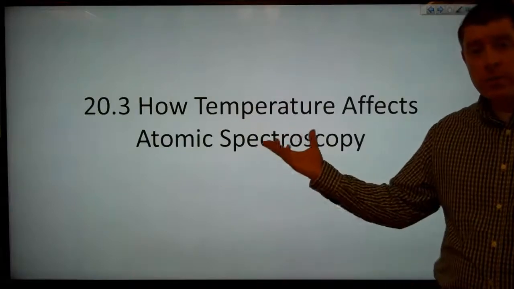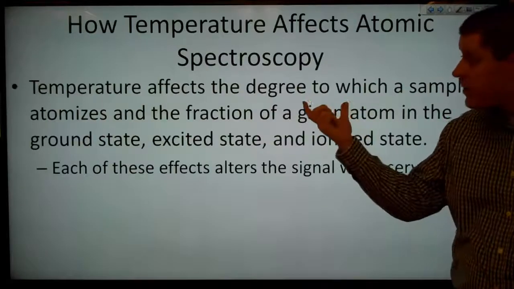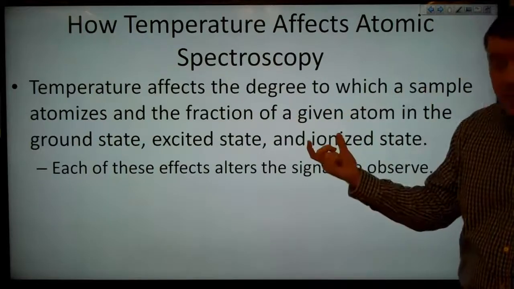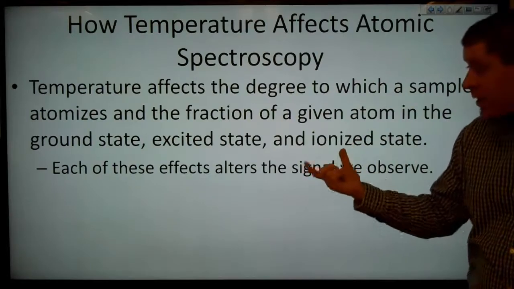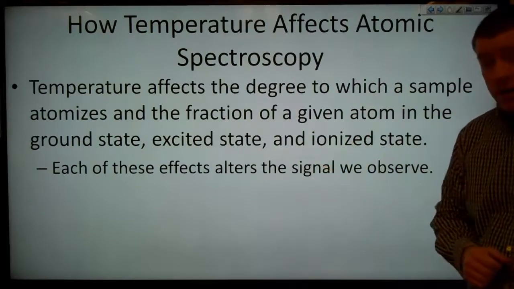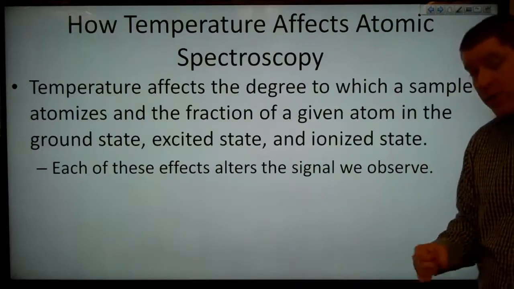Welcome to How Temperature Affects Atomic Spectroscopy. So, temperature affects the degree to which a sample atomizes and the fraction of a given atom in the ground state, excited state, and ionized state. So each of these effects alters the signal that we observe.